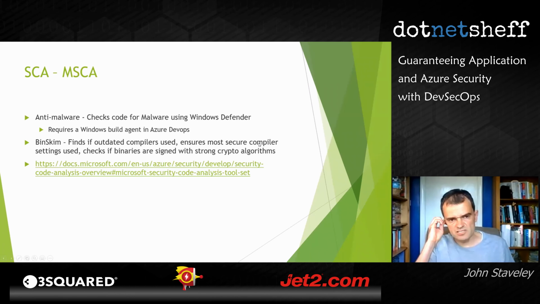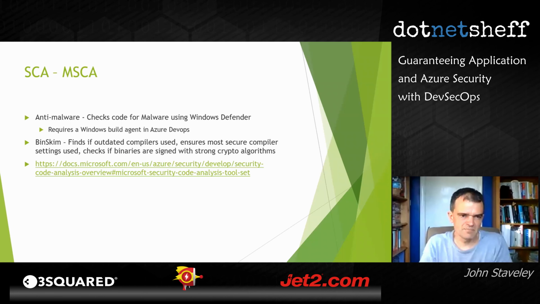So with all the checks you've done so far on the component analysis, if the developer checks in a piece of malware, which he puts the links into that someone can download, none of the checks so far will pick that up. So the MSCA has got an anti-malware task that checks for malware using Windows Defender. Obviously, you need a Windows build agent as part of Azure DevOps in order to do that.